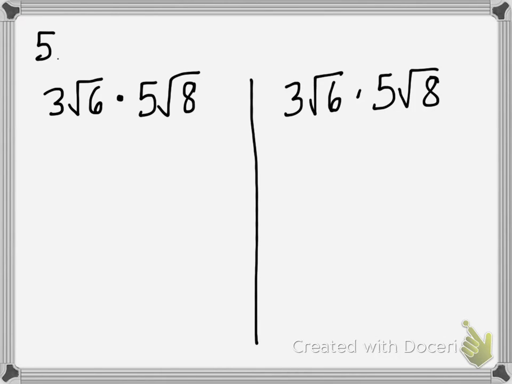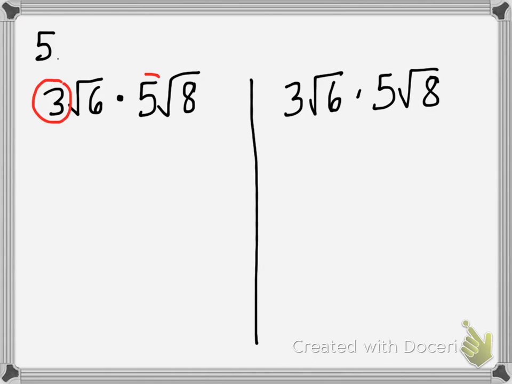So for number 5, I split it into two sides, the exact same product here on both, and that's because you're asked to do this two different ways.